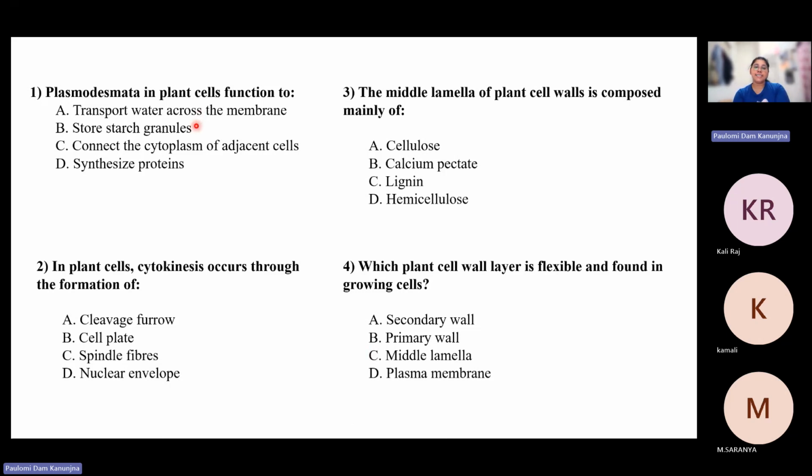Plasmodesmata in plant cells function to do what? What is the role of plasmodesmata? Then you have plant cells, cytokinesis. How does cytokinesis, or how does the breaking of the cell, division, or formation of two new cells happen? The middle lamella of plant cell walls, what is it composed of? And the plant cell wall is flexible and found in growing cells. In which layer do you find the growing cell, which we have discussed already?